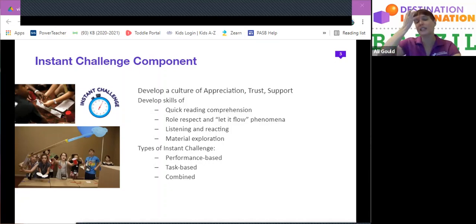At the tournament, if you are in the fine arts challenge, then you will get a challenge that is more task-based, because you get to show a lot of performance in a fine arts challenge. They don't know your skill set so much, so they're going to give you an instant challenge that is more task-based. And if you are doing something more task-based, like the engineering or the tech, then probably you're going to get a more performance-based instant challenge at the tournament.